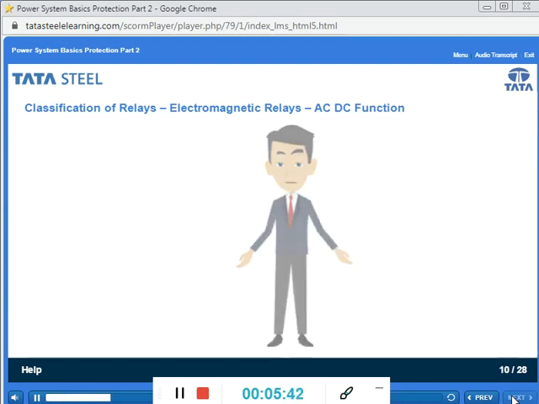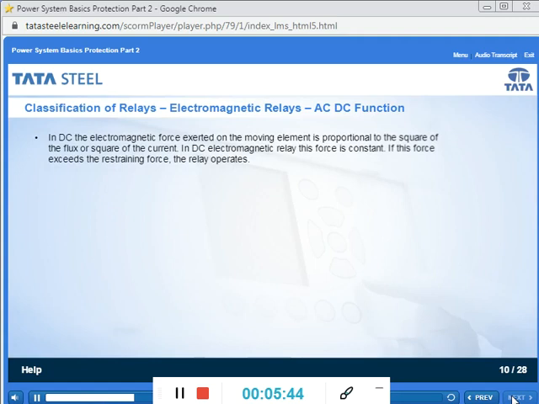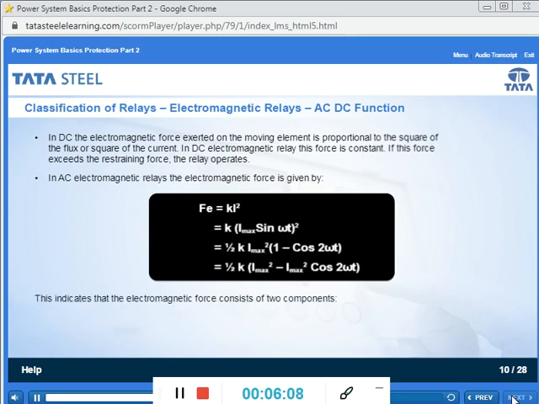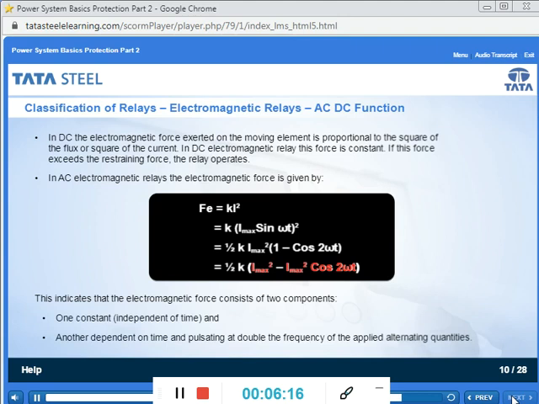Let us see how. In DC, the electromagnetic force exerted on the moving element is proportional to the square of the flux or square of the current. In DC electromagnetic relay, this force is constant. If this force exceeds the restraining force, the relay operates. However, in AC electromagnetic relays, the electromagnetic force is given by this formula. This indicates that the electromagnetic force consists of two components, one constant independent of time and another dependent on time and pulsating at double the frequency of the applied alternating quantities.